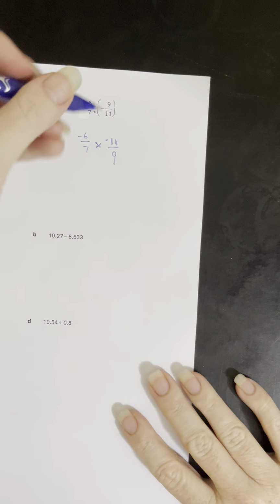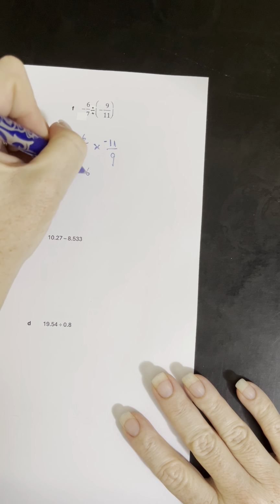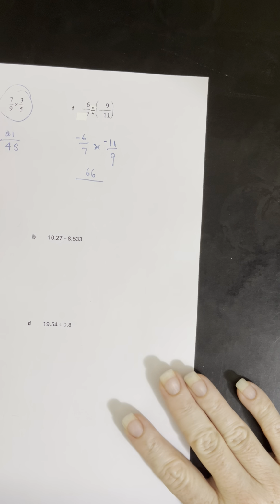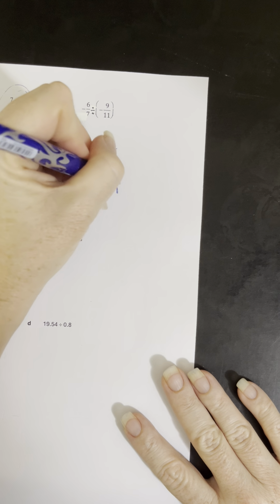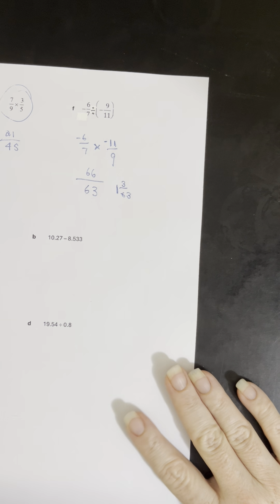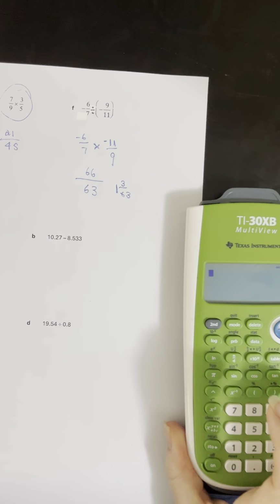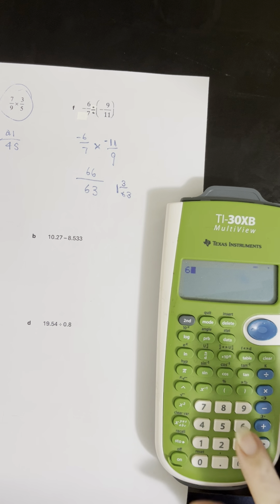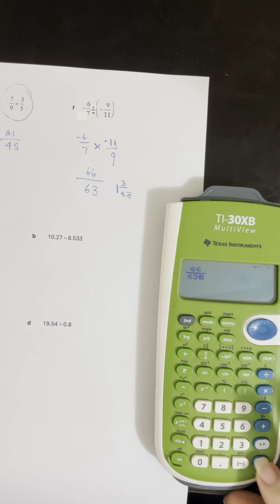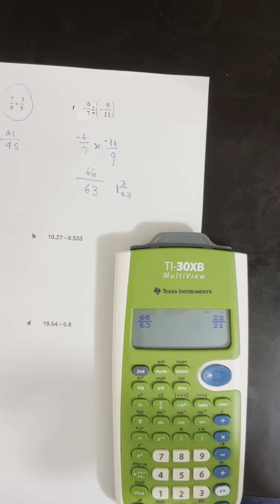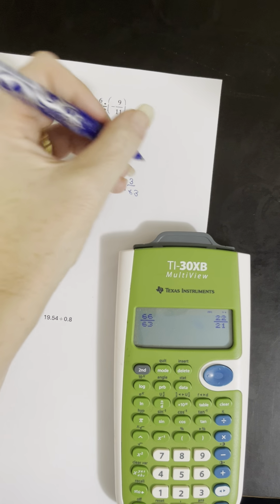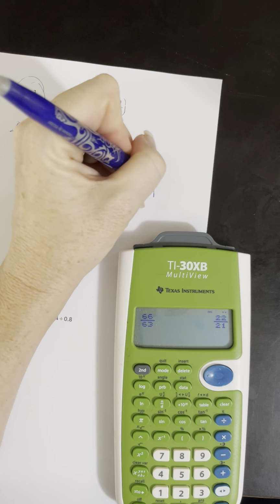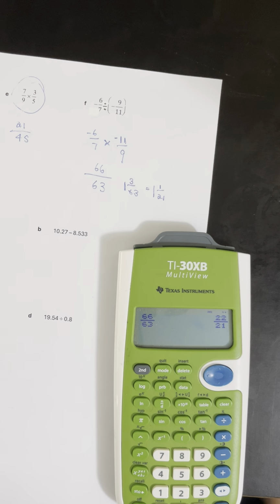Then we have got negative 6 times negative 11 is going to give us 66 on the top, and that's positive. 7 times 9 is 63. So that will be 1 and 3 on 63. We can always do that simplifying on our calculator as well. And so we can also simplify the 3 on 63 to 1 and 1 on 21 as well.